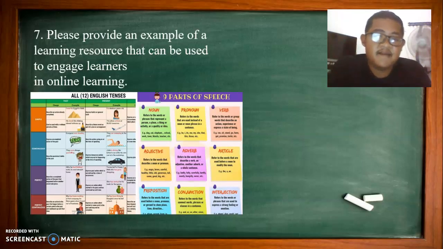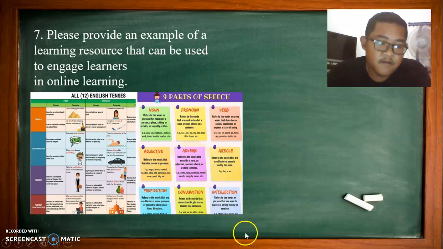please provide an example of learning resources that can be used to engage learners in online learning. There are actually a lot of them. There are images, videos, audio, experience, expert opinion. We need those because they can be used to motivate the students to study harder. This is an example of learning resources that can engage students in online learning.